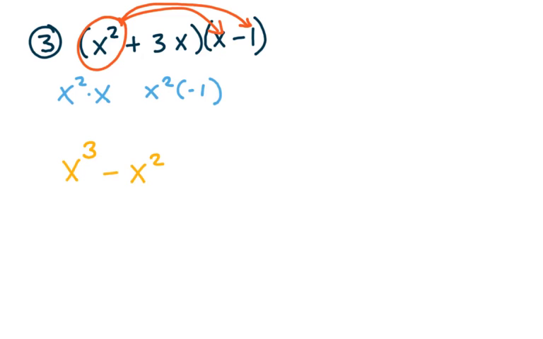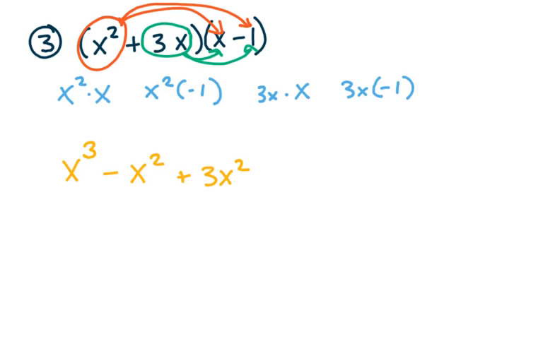Now I can move on to my 3x term. So I take my 3x and distribute that to my x. That product will be a 3x times an x, which can be simplified to a plus 3x squared. And my final product will be a 3x times a negative 1, which is equal to minus 3x.